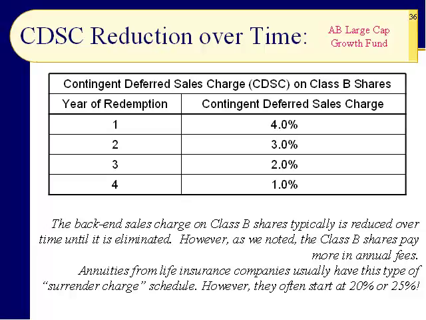Now, a side note, annuities from life insurance companies usually have this same type of what they call the surrender charge schedule. How often? They often start at 10 or 20 or 25%. And yeah, annuities, we'll skewer annuities later on, folks. Okay.